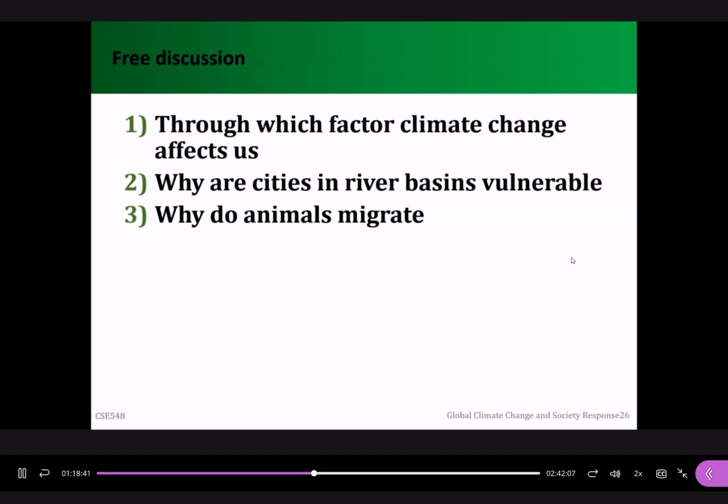There are also some cities that are coastal cities, and they are also in the river basin. So for these cities, they will be affected by both the variation of the runoff of the river, but also affected by the sea level rise and the tropical cyclones from the sea. So they are affected by many factors, by many situations.